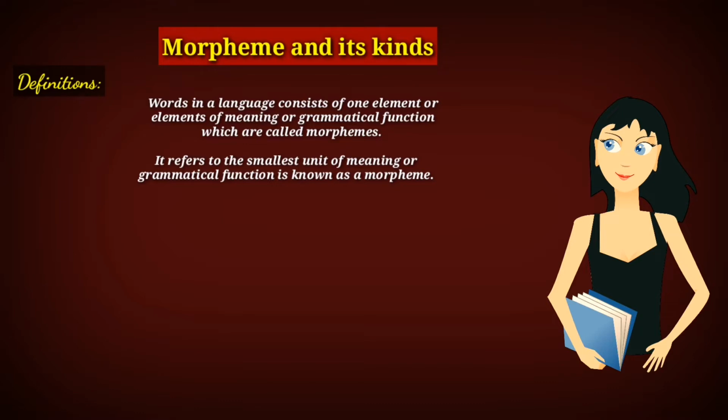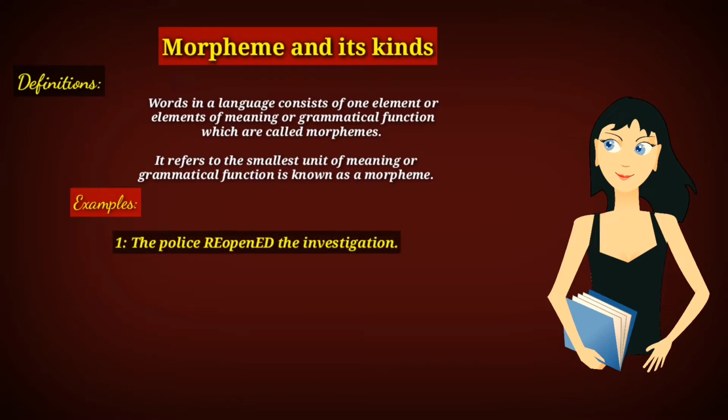Let me make it clearer through an example. Just look at this example: The police reopened the investigation. Here the word reopened consists of three elements. We simply call them morphemes. The first one is re, which means again, and the second minimal unit of meaning is open, and the third one is the minimal unit of grammatical function, ed, which shows past tense.